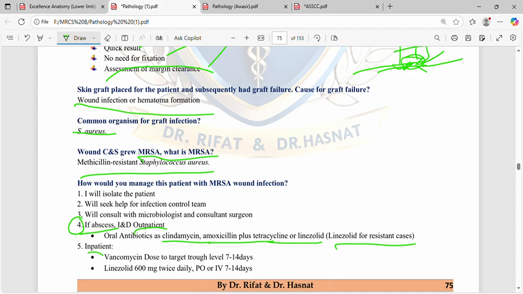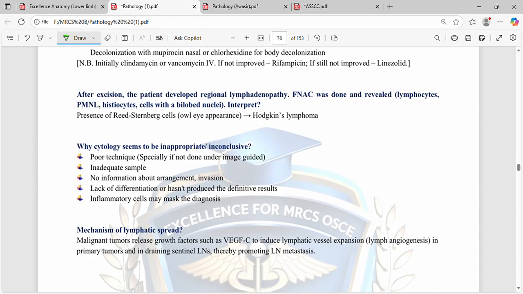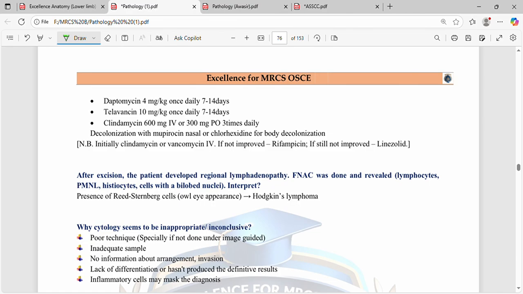For inpatients, vancomycin dosed to target trough level for 7 to 14 days, and linezolid 600 milligram twice daily per oral or IV for 7 to 14 days. So this is the treatment of MRSA. You can give daptomycin 4 milligram per kg once daily, 7 to 14 days. You can give telavancin 10 milligram per kg once daily, 7 to 14 days. You can give clindamycin 600 milligram IV or 300 milligram per oral three times daily. Okay, so this is your treatment.